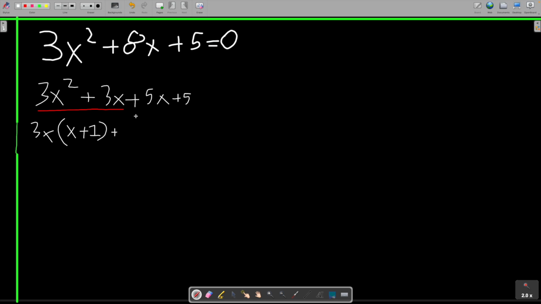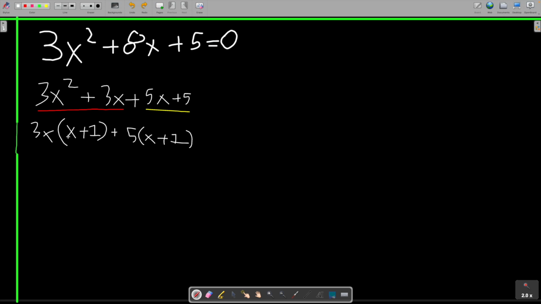And then the greatest common factor of the next two terms, 5x plus 5, that's just 5. So we're going to have plus 5 times, 5x over 5 is just x, 5 divided by 5 is 1. So now we can see here the things in the parentheses, x plus 1, are the same, which means you're still on the right track, which is good.